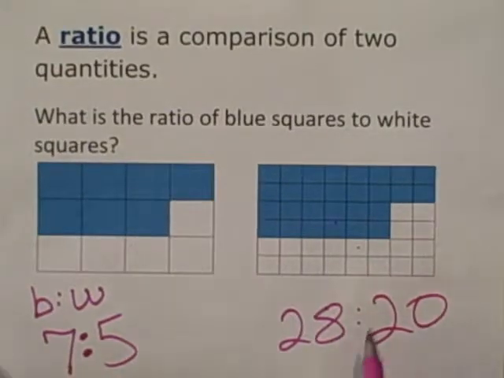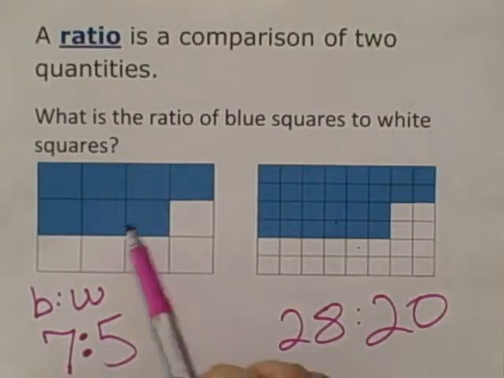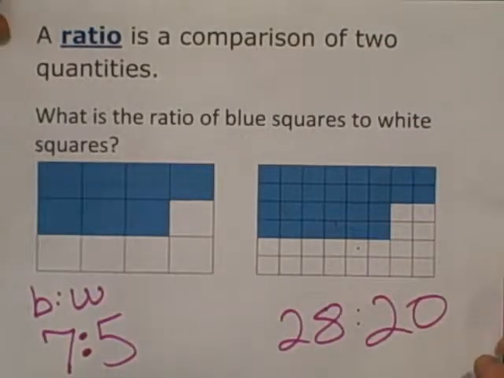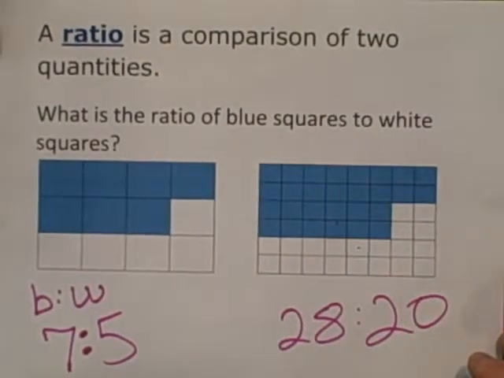Now, you'll notice this ratio is 28 to 20, but if we were to reduce these numbers, it would actually be the same ratio here of 7 to 5. So technically, these two examples are the same. We'll be talking in the future what that means. But that's two visual examples of a ratio.